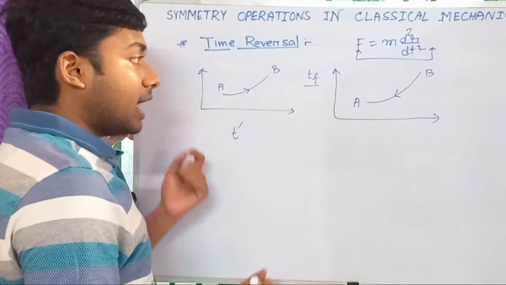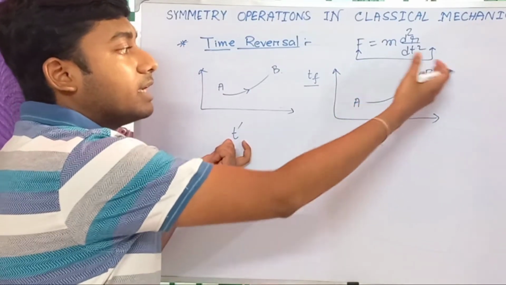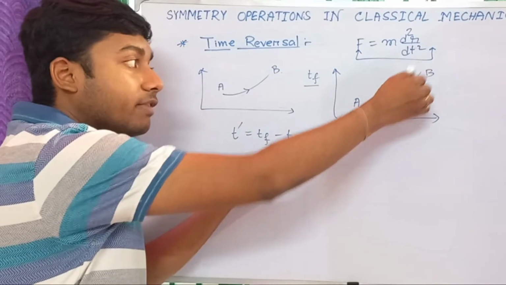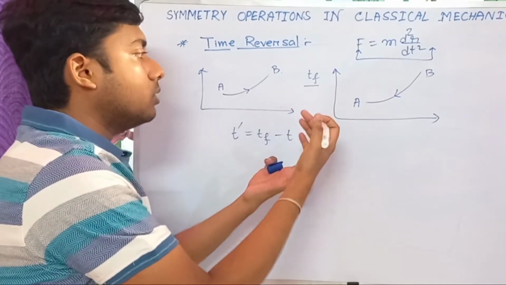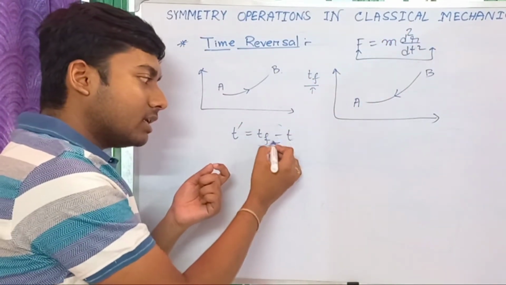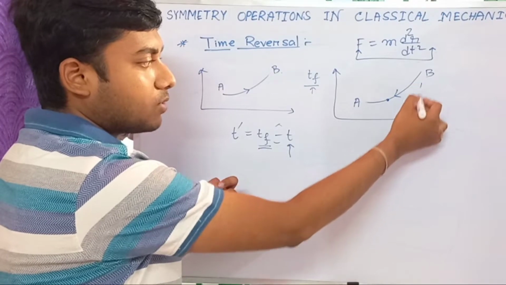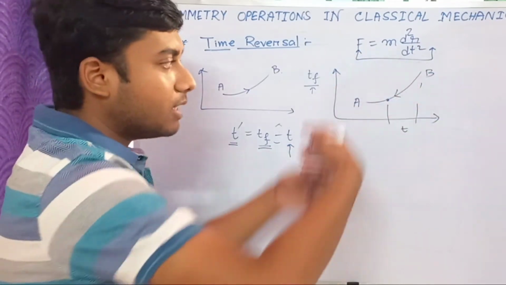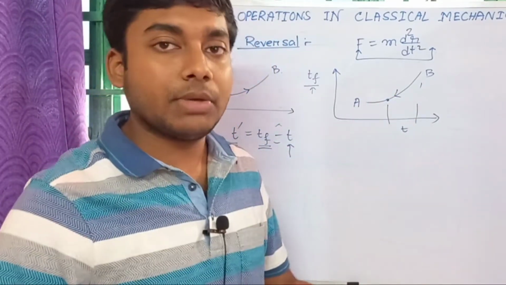Now our new time t dash, from B to A in this process, for every instant, the time t dash is equal to tf minus t. The minus sign denotes that we are reversing in time, and the tf denotes that we have actually gone tf in time. After tf time we are just reversing. At this point the total time is small t, so tf minus t is equal to t dash in our new reverse system.